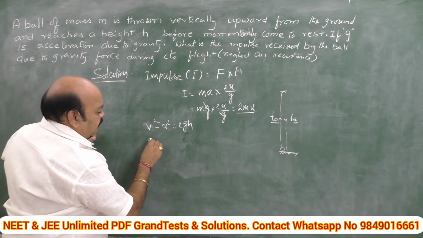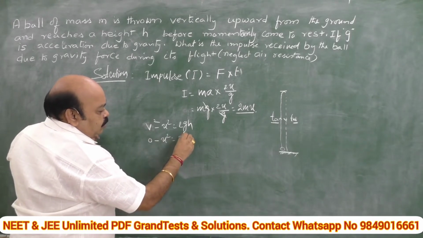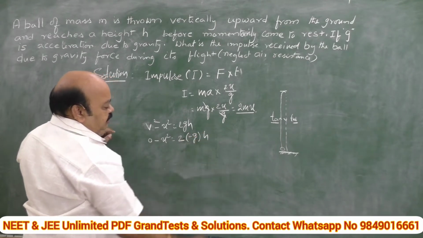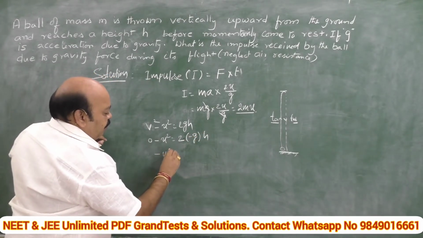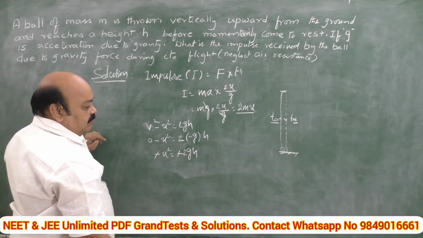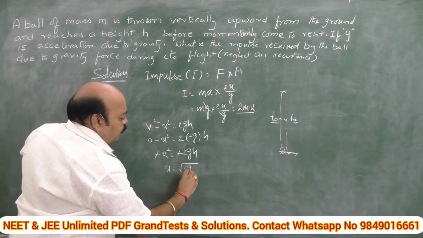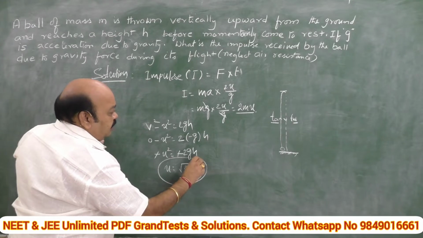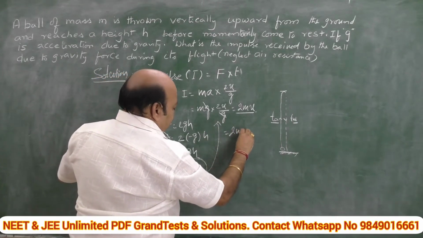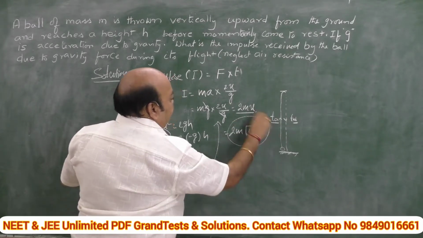The final velocity is 0, minus u square, is equal to 2 times, since moving up, we have to write this value as minus g, and h. Nothing but minus u square is equal to minus 2gh. The minus gets cancelled. And coming to this value, u is equal to square root of 2gh. So, we can substitute this in the above solution. The value is 2m into square root of 2gh. This is the final answer.